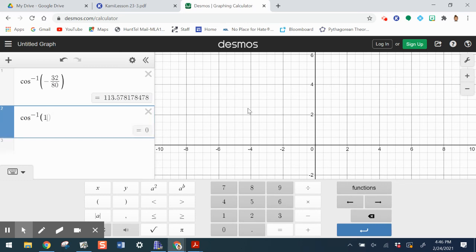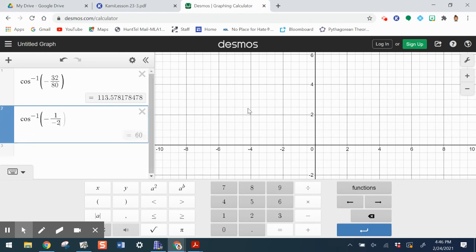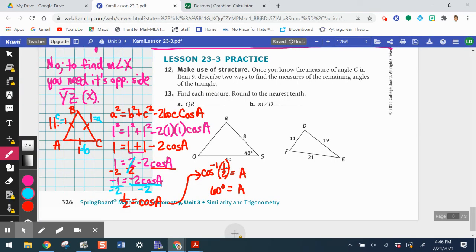I can also show you that if we do the decimal form of 1/2, you get the same answer. Or negative 1 over negative 2, we still get 60, because these are all equivalent values. 1/2 is the same as negative 1 over negative 2, the same as 0.5. So if the measure of angle A is 60 degrees, angle B and angle C are also 60 degrees.